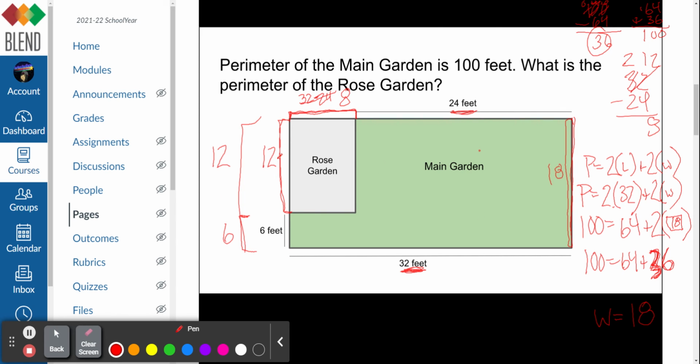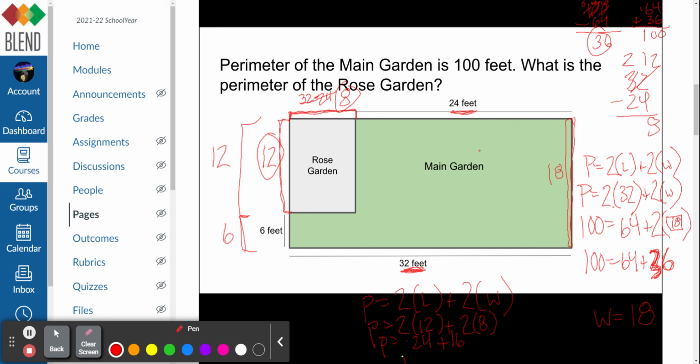So what we're going to do is we're going to get our perimeter of a rectangle formula once again, P equals 2L plus 2W, and we're going to use that. P is equal to 2L plus 2W. Remember, that's 2 side lengths plus 2 side widths. And we're going to plug in our new numbers, 12 and 8, which are the dimensions of the rose garden. So perimeter is equal to 2 times 12 plus 2 times 8. All right, so perimeter is equal to 24 plus 16.